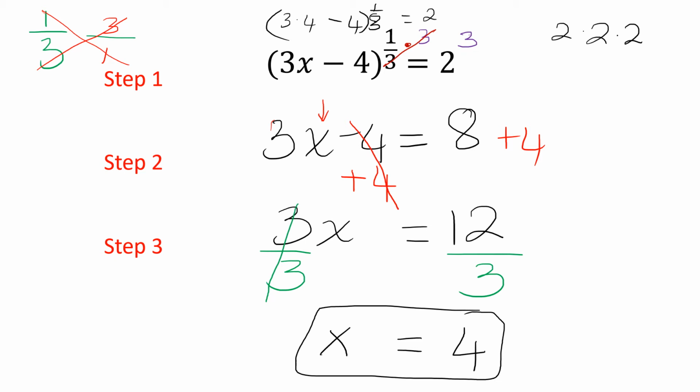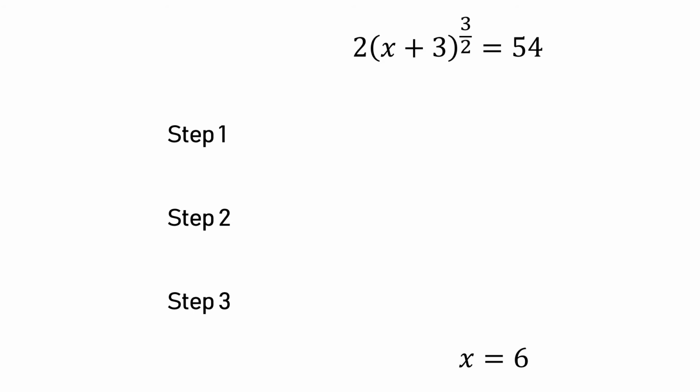So when you check your answer, you can just plug it back into the original equation and see if it's true. Alright, so let's take a look at a few more examples. The first one, we have 2 times (x+3), everything raised to the power of 2/3. Remember earlier we talked about isolating everything inside the parentheses, right? To isolate this part right here. So first off, we are going to get rid of the 2. So let's go ahead and divide both sides by 2.